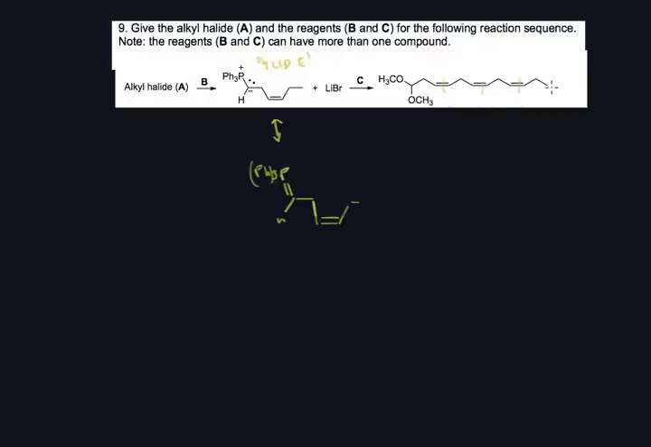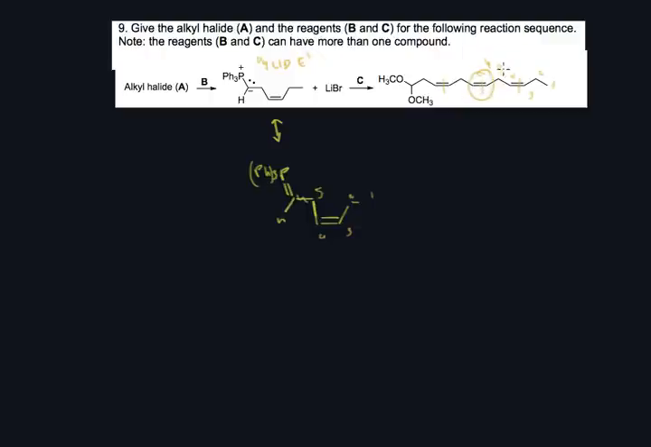So if I look at the product, I can see that I have this double bond right here and this double bond right here. And that really lines up perfectly with this double bond. I've got 1, 2, 3, 4, 5, 6. 1, 2, 3, 4, 5, 6, and it just lines up perfectly. So I'm going to think about splitting up that reagent right there.